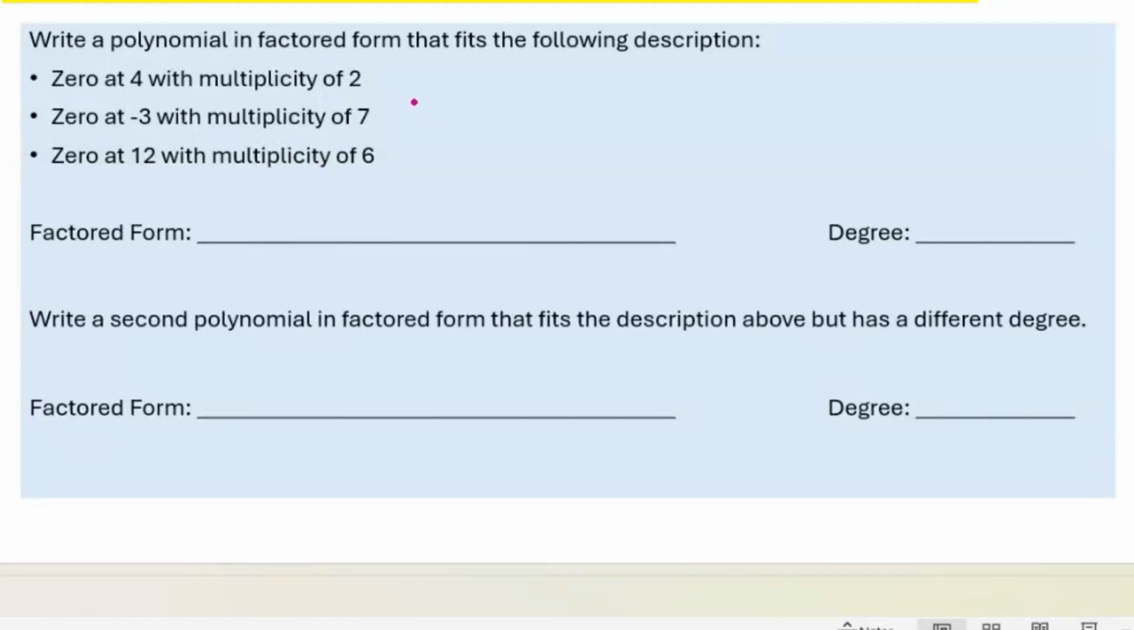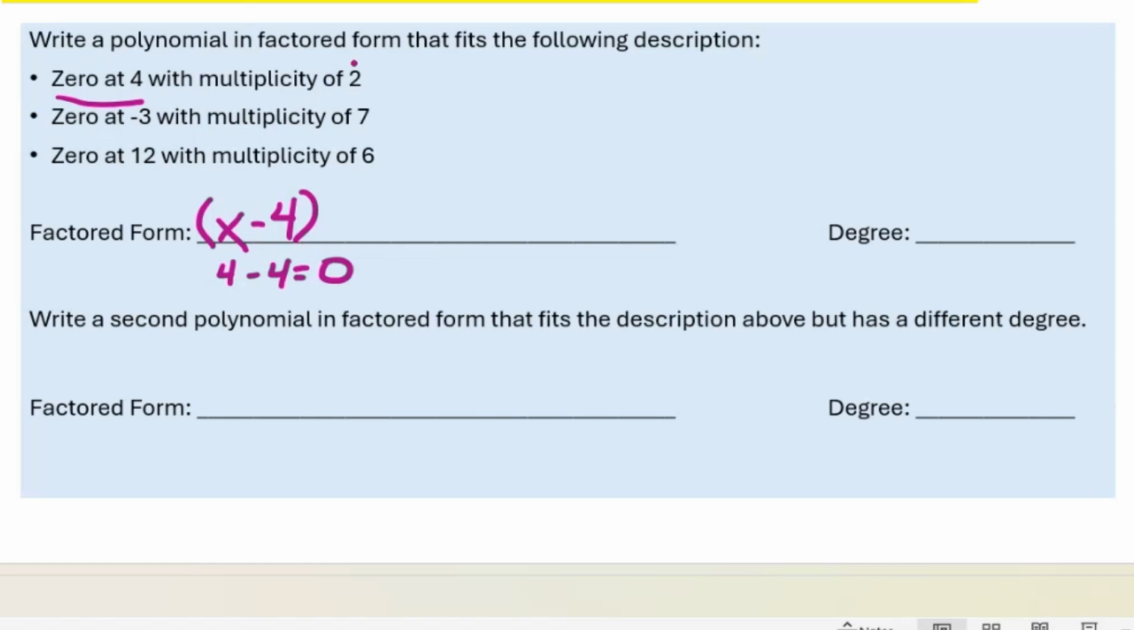So when we're looking at our factors, the first thing that we're going to do is go one zero at a time. So a zero at 4, we change the sign, so it's x minus 4 since it was a positive 4. The reason we do that is because it's a zero at 4. If I put 4 in for x here, this does in fact equal 0.